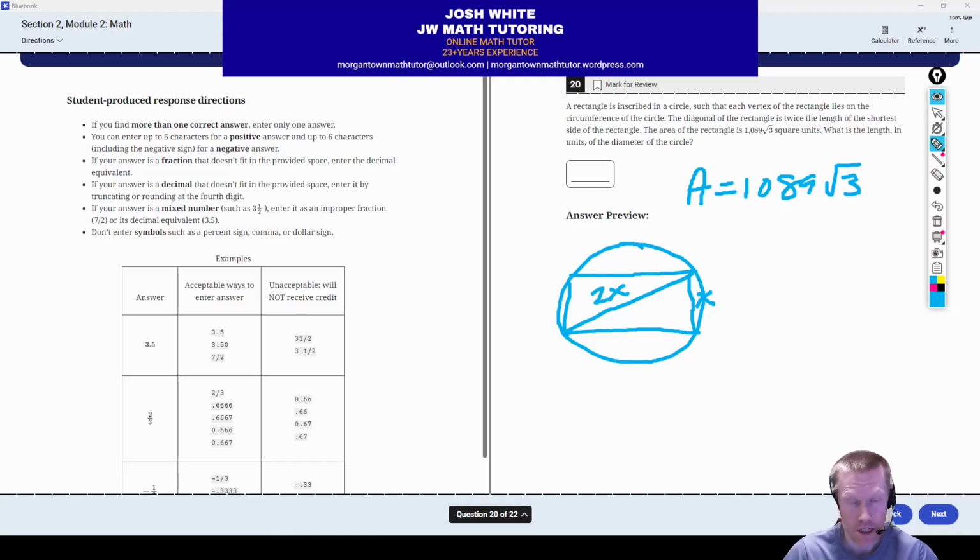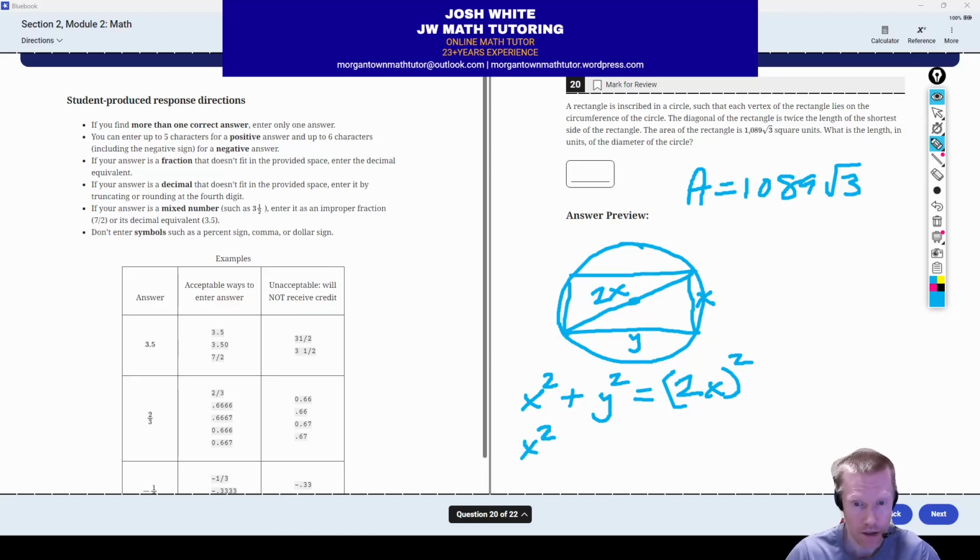Now, it wants us to find the diameter of the circle, but notice that the diameter will be the same as this longest side, this diagonal of the rectangle. The key to this one is realizing that you can set up the Pythagorean theorem on one of these two right triangles. For example, I'm going to make this y. And you can say a squared, which would be x squared, plus b squared, which would be y squared, is equal to c squared, which is just (2x) squared.